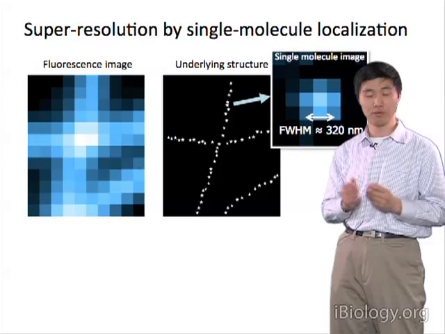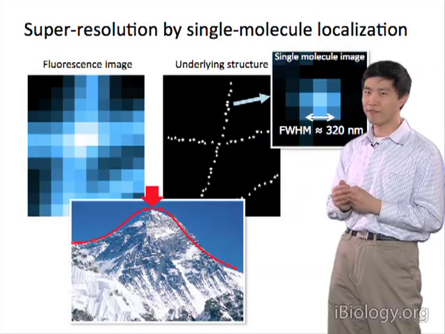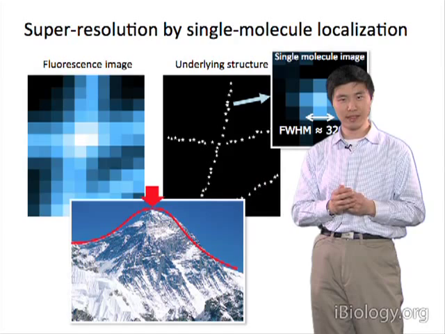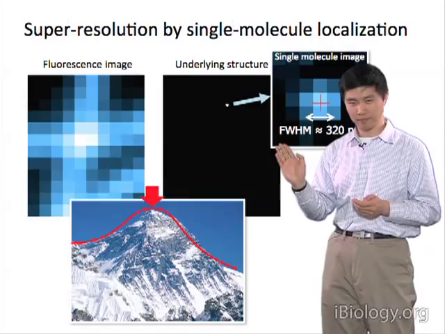But we also know that even given a peak as broad as Mount Everest, as long as we know the profile of the peak, we can fit the profile and get the center position. And we can do it very precisely. It's the same case for single molecule peaks, as long as we have only one molecule. I'm going to explain why we can do that so precisely.